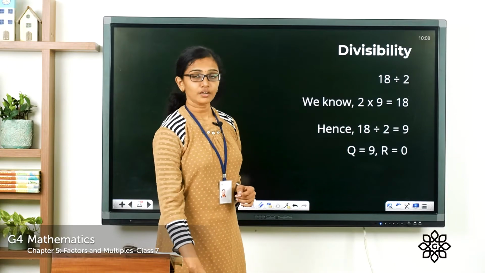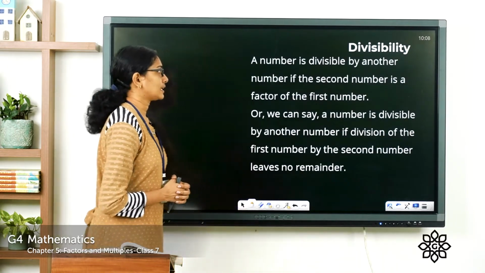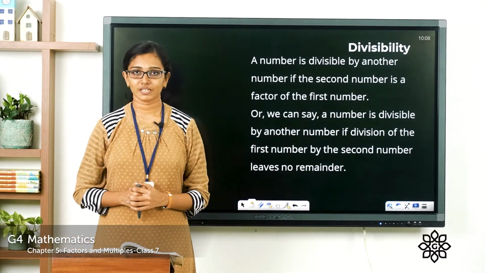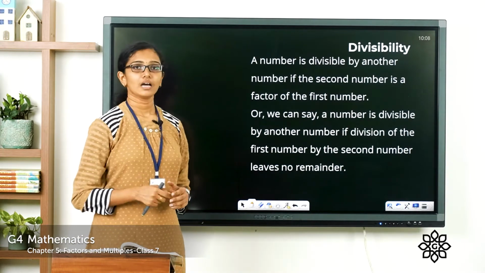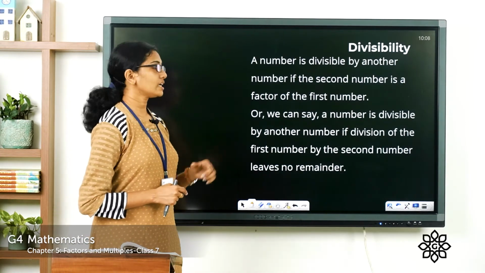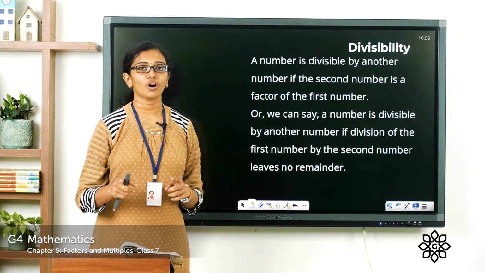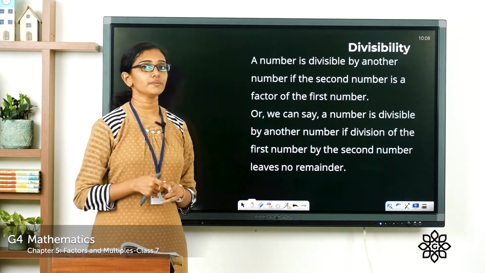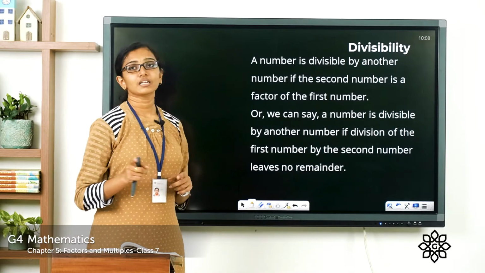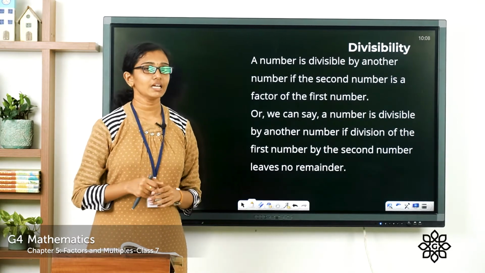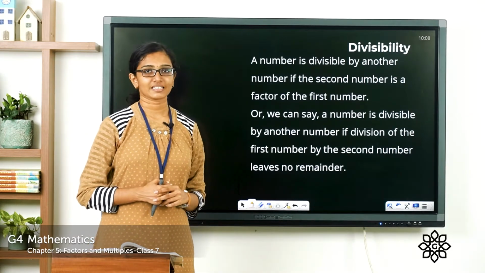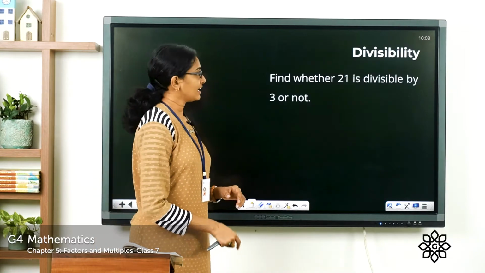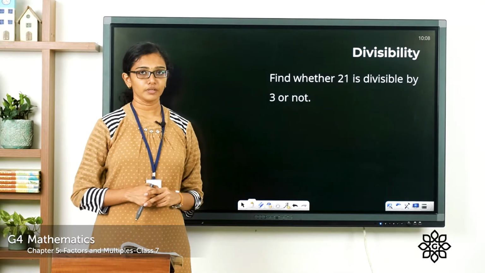Clear? Now, in general, we can say a number is divisible by another number if the second number is a factor of the first number, or a number is divisible by another number if the second number can divide the first number completely without any remainder. Clear? Now, let's see another example.